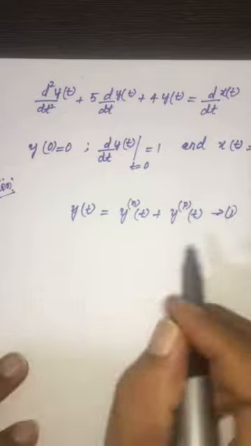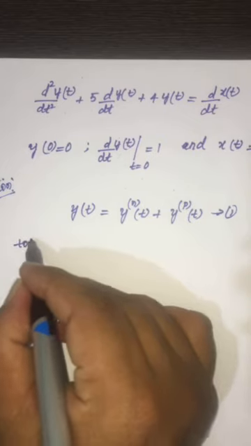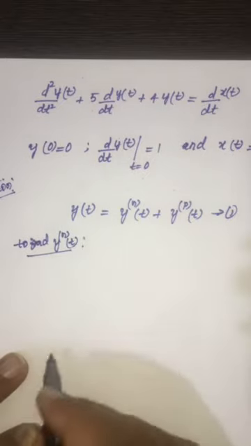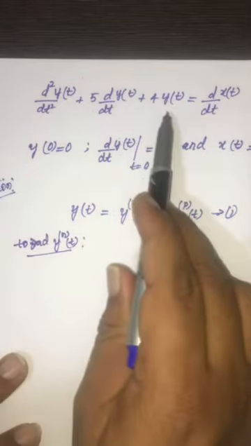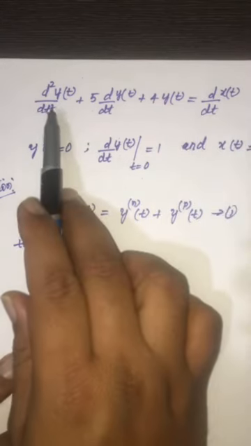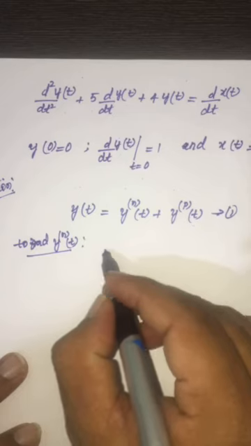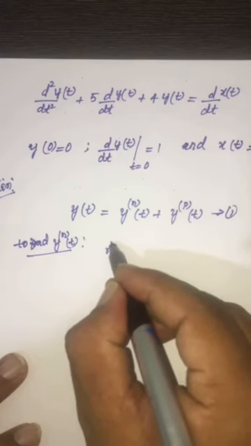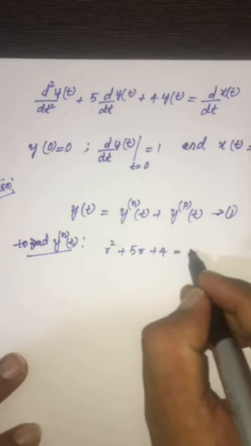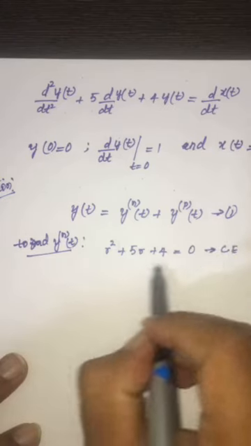Now as before, first we need to find the natural response. Therefore to find the natural response y to the power of n of t, obviously this differential equation needs to be equated to 0 to obtain the homogeneous equation, and the differentials need to be substituted by r to the power of k to get the characteristic equation. Now directly I'll be writing the characteristic equation, that is r square plus 5r plus 4 is equal to 0, which is the characteristic equation. You should write the homogeneous equation as well and then the characteristic equation.